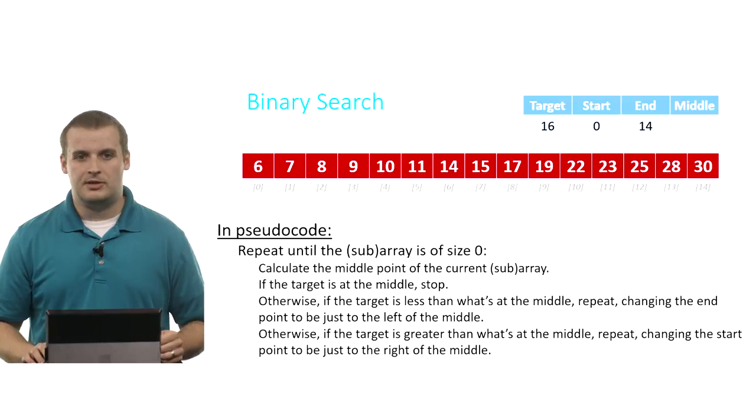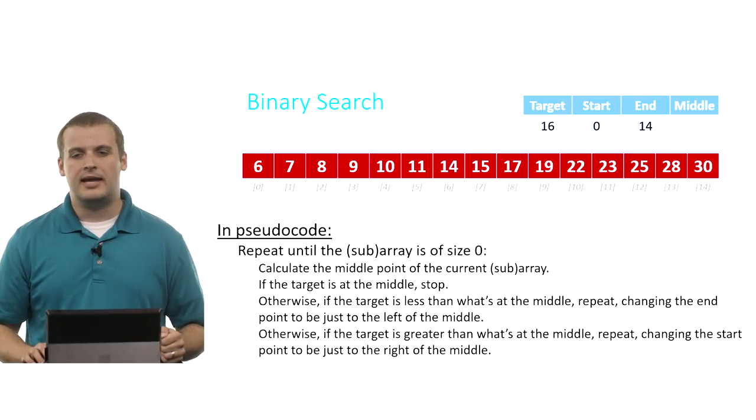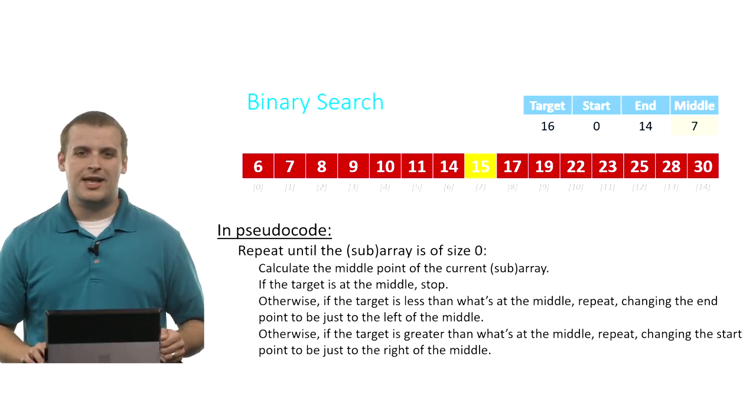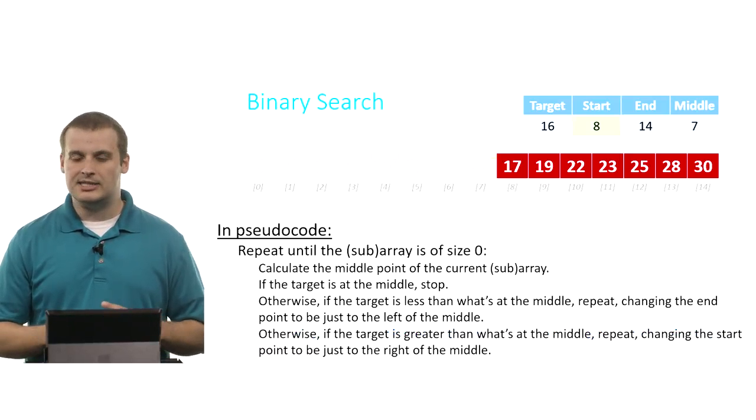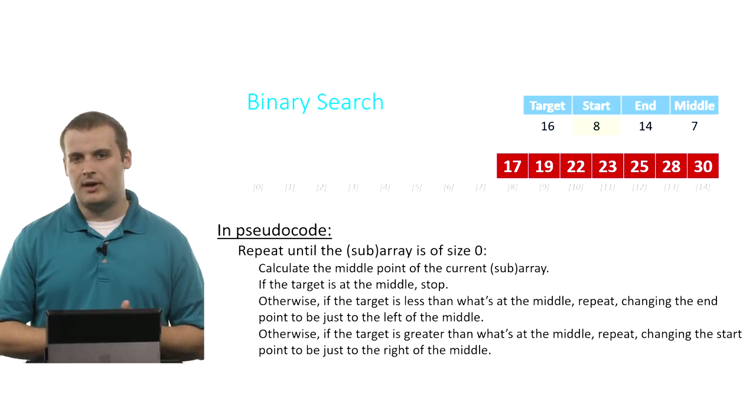So what's the first step? Calculate the midpoint of the current array. What's the midpoint of the current array? Well, it's 7, right? 14 plus 0 divided by 2 is 7. Is 15 what we're looking for? No, it's pretty close, but we're looking for a value slightly bigger than that. So we know that it's going to be nowhere to the left of 15. The target is greater than what's in the midpoint, and so we set the new start point to be just to the right of the middle. The midpoint is currently 7, so let's say the new start point is 8. And what we've effectively done again is ignored the entire left half of the array.